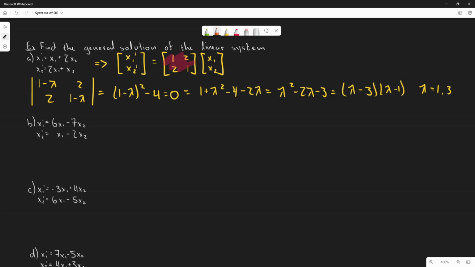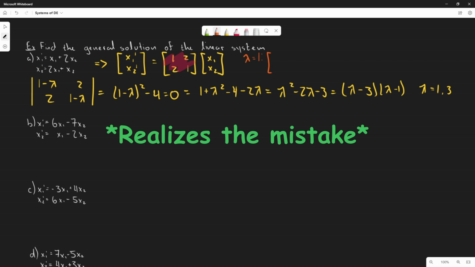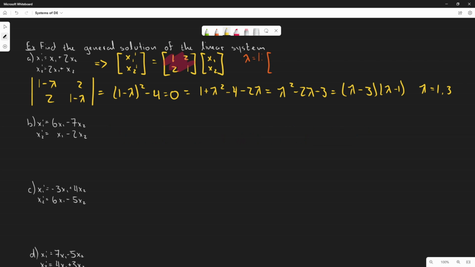Let me use a different color so we don't get confused. So when lambda is equal to 1, we will get the matrix. Crap, this is wrong. This is supposed to be a plus 1 because it's negative. Whoops. And then this would make negative 1. Okay, cool. So that changes everything.